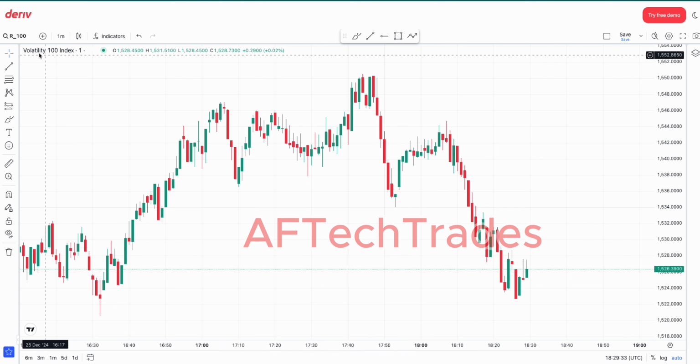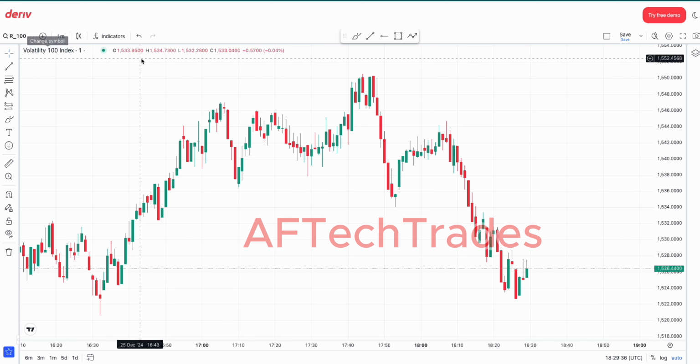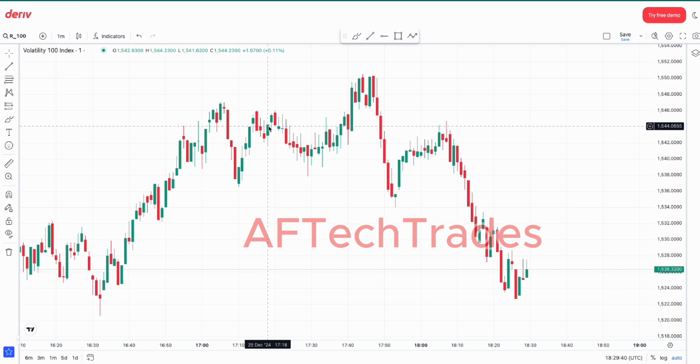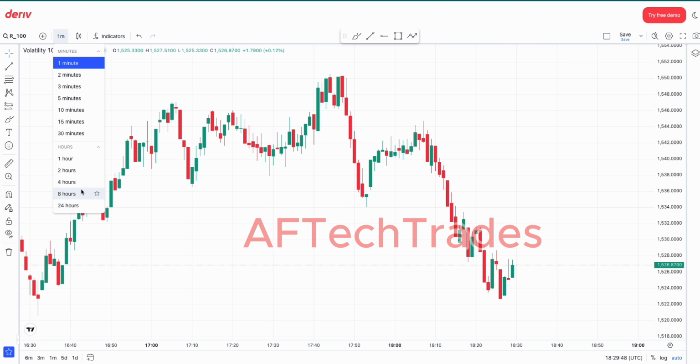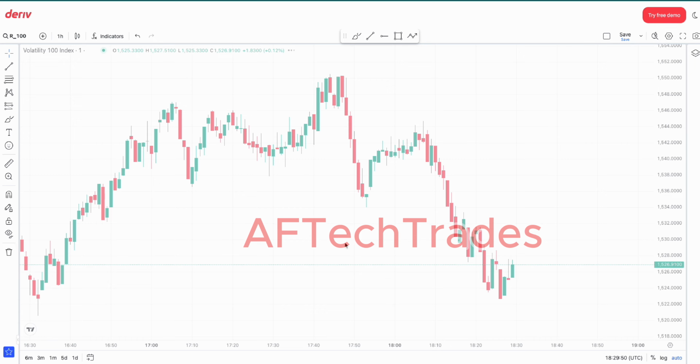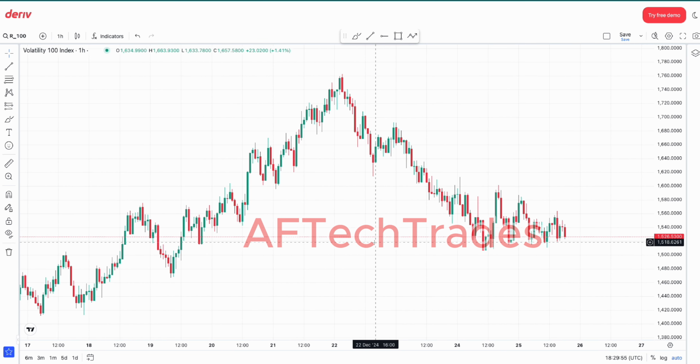So you can see this is the volatility 100 index, and we are on the 1 minute time frame. If you want to trade this simple strategy, all you need to do is move to a higher time frame like the 1 hour. Once you move to the 1 hour or 4 hour time frame, I prefer using the 1 hour particularly.